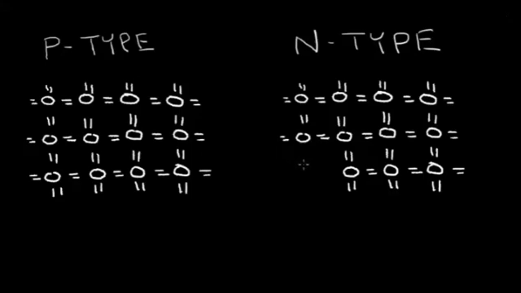Here I have a lattice of silicon atoms. The circle represents the nucleus of the silicon atom. Now recall that each silicon atom has 4 outer electrons. Now this silicon atom will share electrons with the adjacent atom.